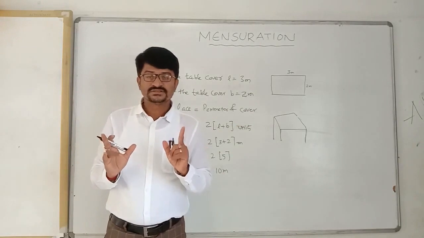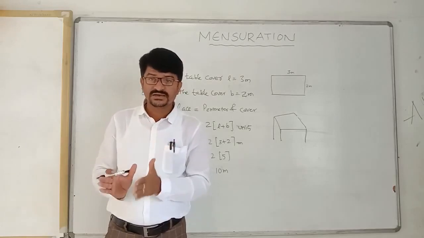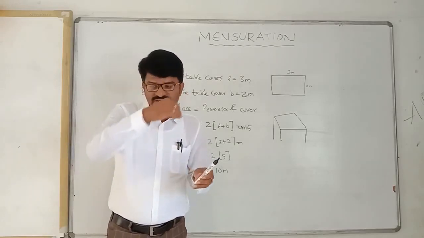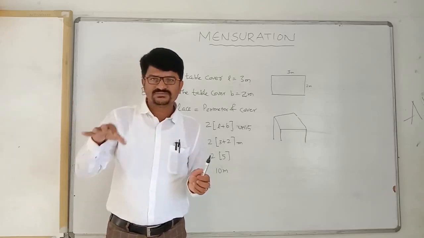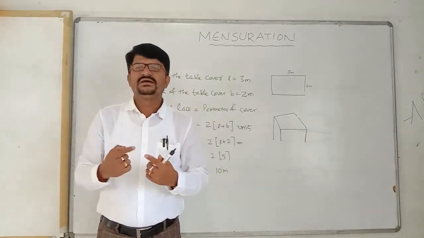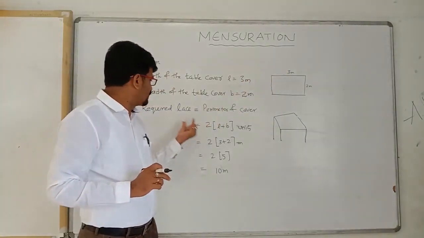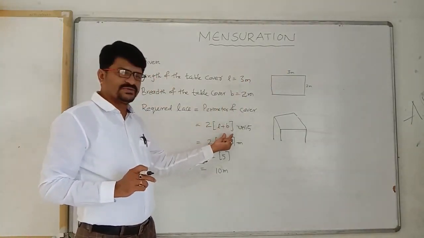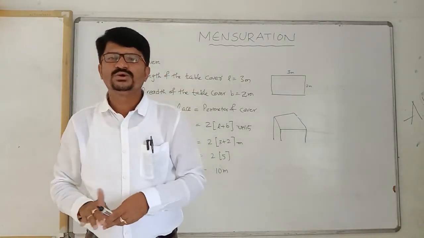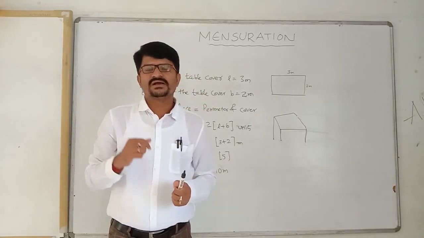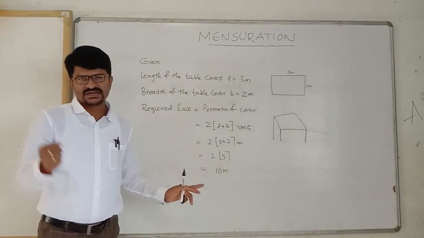Clear, children? You have to understand the question properly. Shabana wants to put lace around this table cover. Whenever the word border comes, definitely it comes under the perimeter. Therefore, the table is in the shape of a rectangle, so perimeter of rectangle is 2 into (L plus B). Therefore, a total of 10 meters of lace is required to border this table cover. Clear, children? Now, write this. I'll give you 1 minute. Write it.